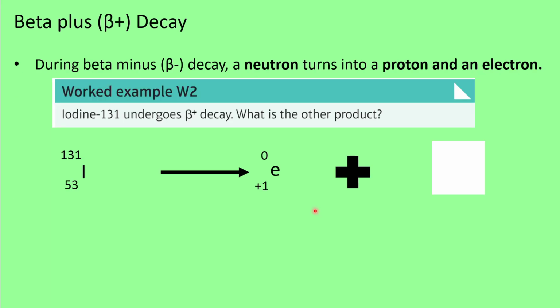Okay, so here's another question for you to try. Iodine 131 undergoes beta plus decay. What is the other product? Okay, hopefully you would have got this time technetium 131 and 52. Once again, look, the numbers on each side of the arrow are the same. 0 plus 131 is 131, and 53 is 1 plus 52.